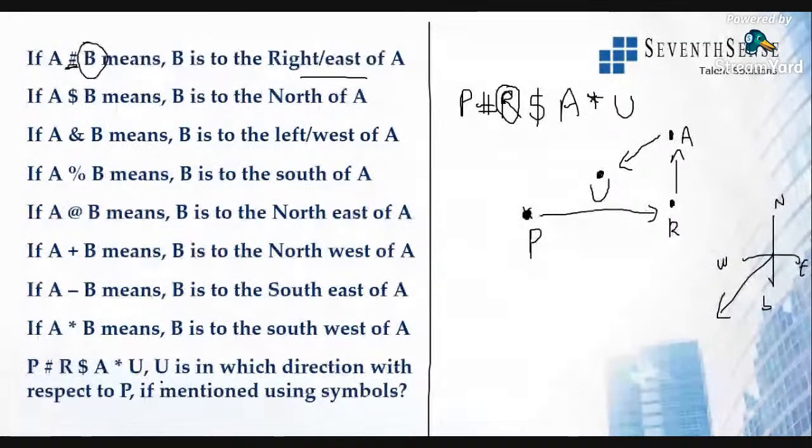Now what are they asking? U is in which direction with respect to P? From P, U is in which direction? U is towards this direction. All right. So it is nothing but northeast. So answer is northeast. So just check it out. Just add the directions here. So it is in this direction. It is towards northeast. Clear?